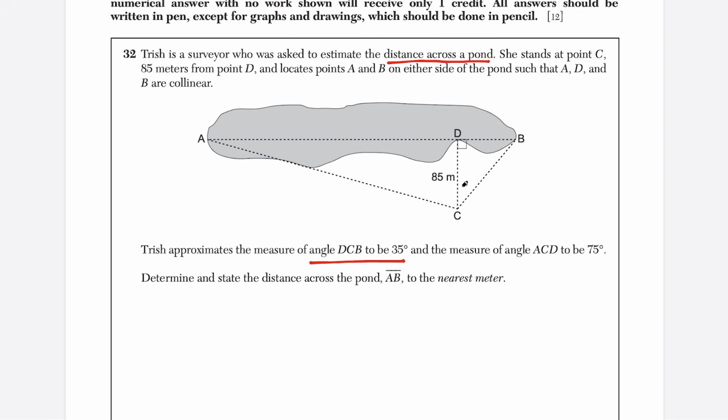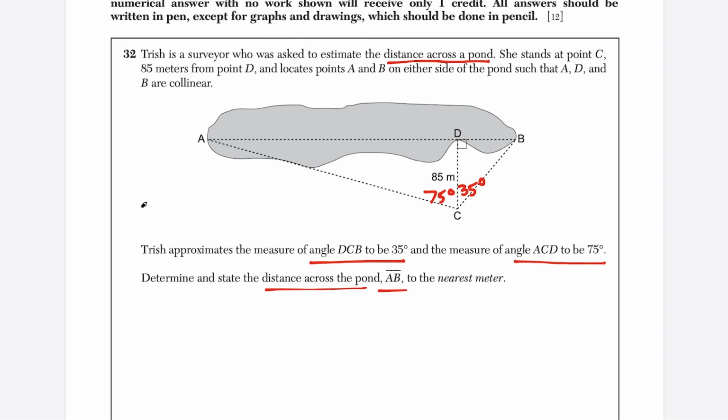So this angle over here we could label as 35 degrees. And then we have next that Trish approximates the measure of angle ACD to be 75 degrees. So we have this angle over here is 75 degrees going from A to C to D. And what we want to do is determine and state the distance across the pond AB to the nearest meter.